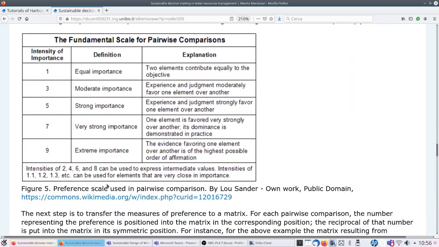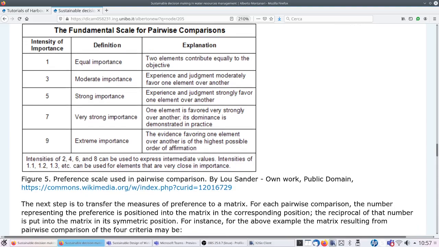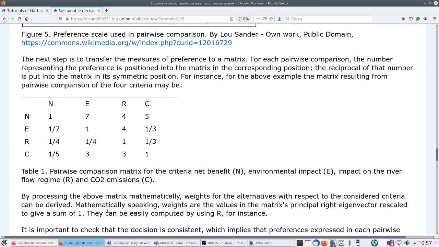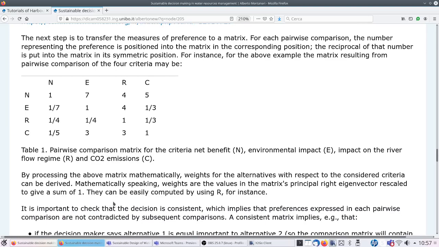And here is the matrix for the importance of each member of the pair in the pairwise comparison. And then we need to compute this matrix. This is changed with respect to last time.